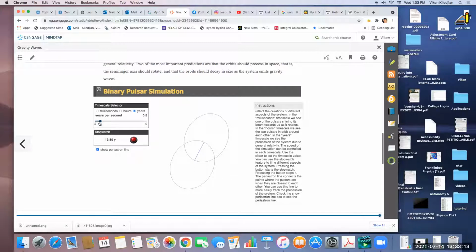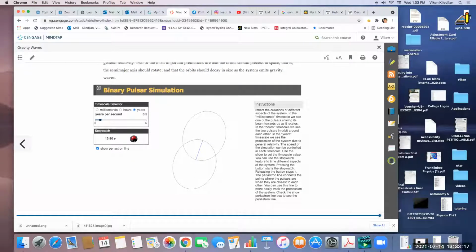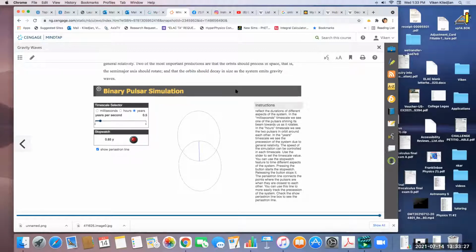Hold on. Let me just restart. Ready, set, go. So now I need to look at this one, keep an eye on that. It's got to go all the way, keep an eye on that end. It's got to go all the way there and then come back.